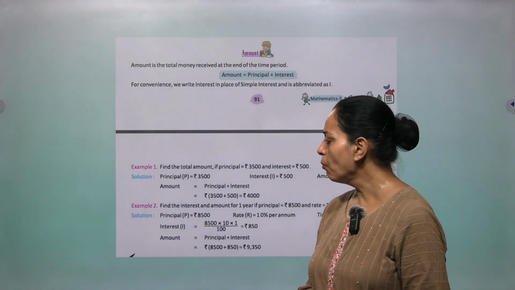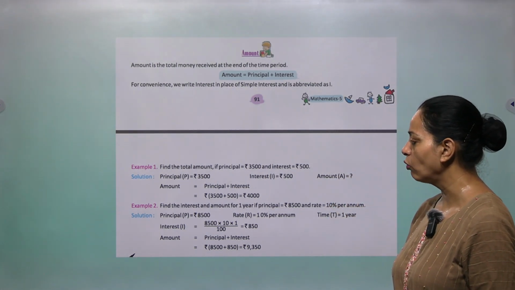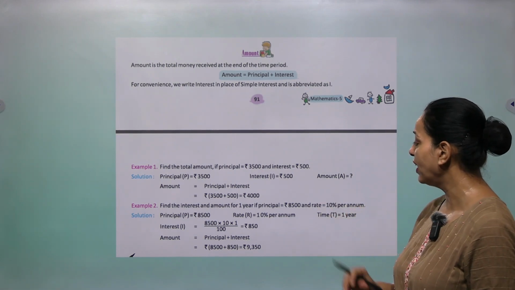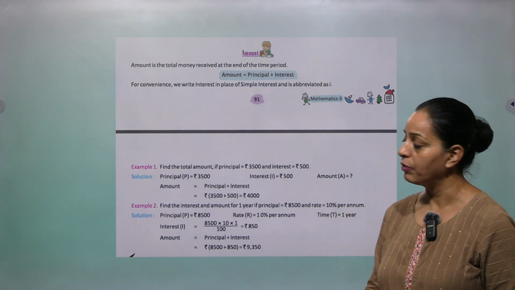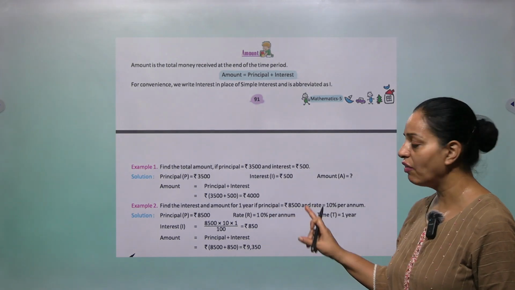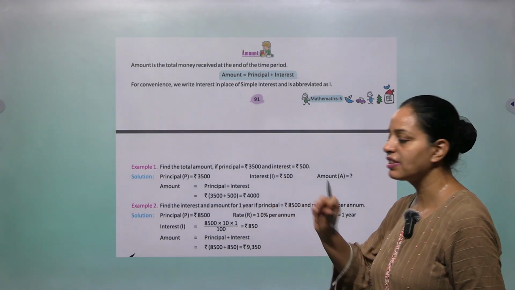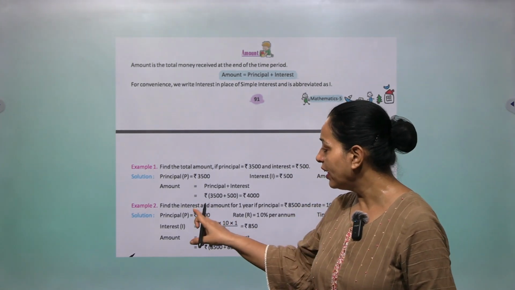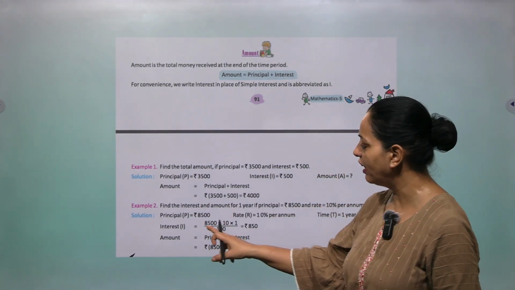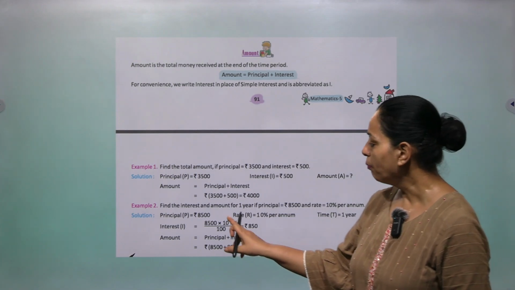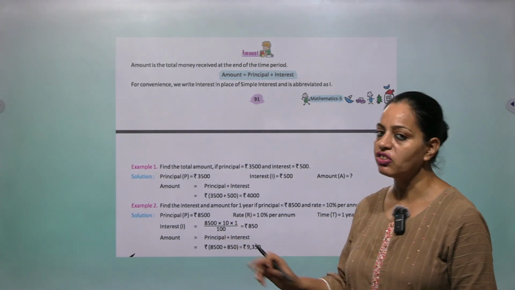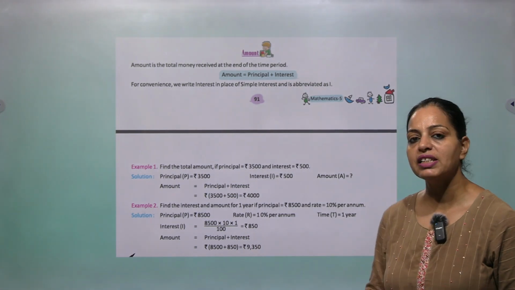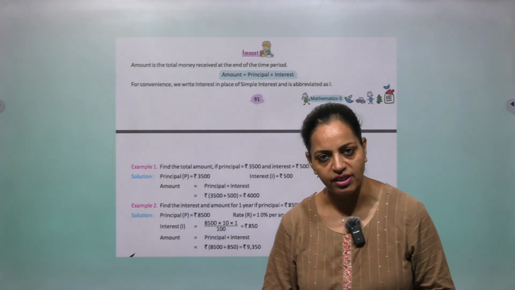Now example 2, find the interest and amount for 1 year, if principal is rupees 8500 and rate is 10% per annum. What is given? P is given, rate is given, time is given. So first we have to find the interest, because we have to find the interest and amount both. Interest equals P into R into T by 100. Just substitute the values. Zeros cancelled. So the answer is rupees 850 is the interest, right?